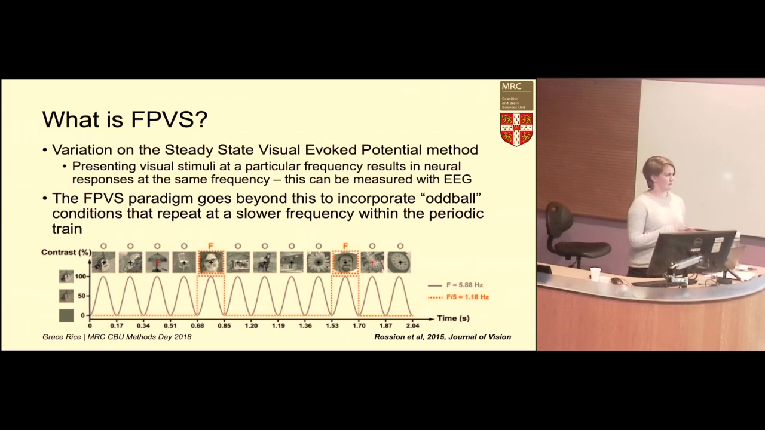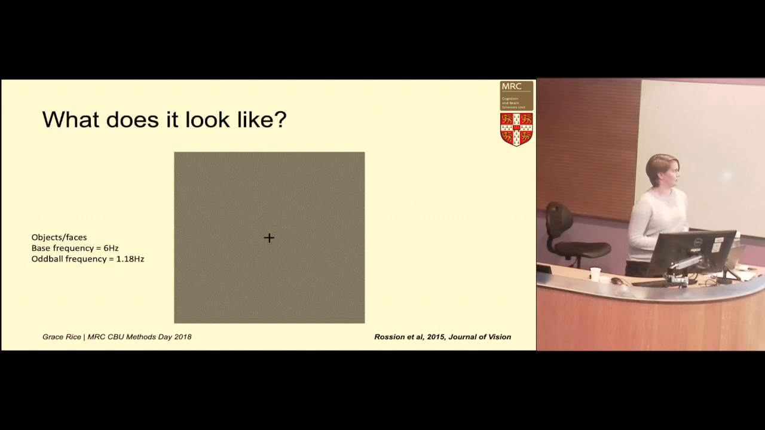So each of the stimuli are appearing at 6 Hertz, but within that, the face images are appearing at a frequency of about 2 Hertz, so at a slower frequency. And the idea is that we can measure where in the brain is responding both to the base frequency and to that selective frequency. Just to give you a better idea of what it looks like, I've got a short video of that paradigm.